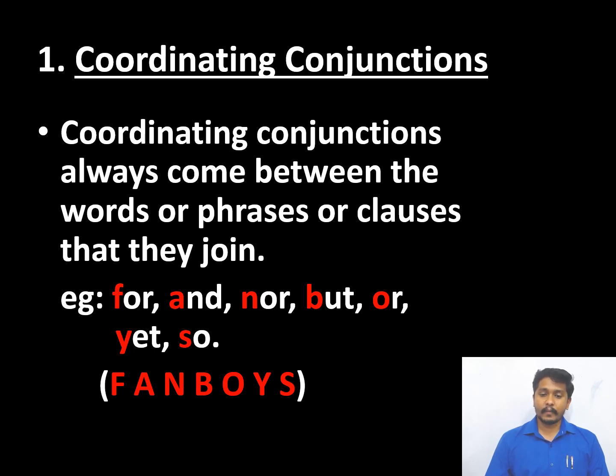So when we remember fanboys, we can easily remember what the coordinating conjunctions are. F is for, A is for and, N is for nor, B is for but, O is for or, Y is for yet, S is for so. These are the coordinating conjunctions. So to remember these coordinating conjunctions, remember the acronym fanboys. That is an easy method to remember coordinating conjunctions.